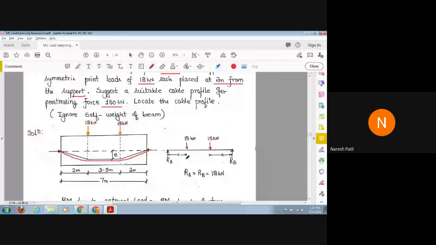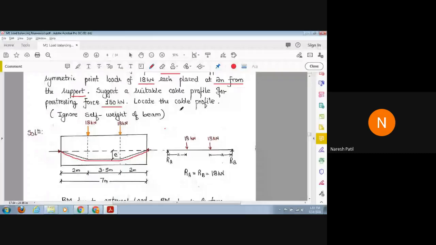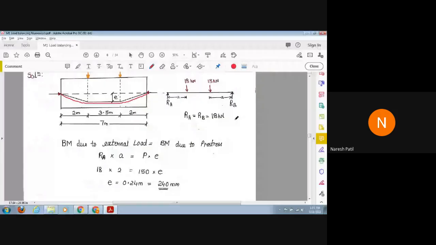Now we have to locate the cable profile. It is trapezoidal shape, but at what distance from the centroid? That you have to locate. So for that you have to find the eccentricity E. How will you find it? Calculate M. RA, RB. So RA into A is equal to P into E. That is, the external load moment is equal to the bending moment due to pre-stress. Equate both and calculate E from this. So it is 240 mm.